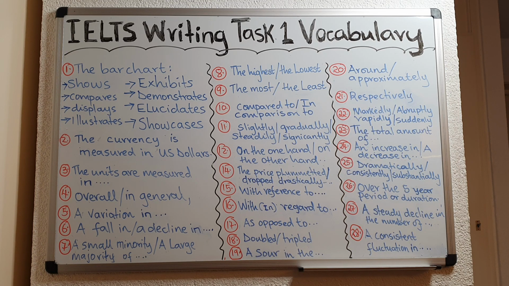Okay, respectively, meaning 20% goes to the first country, that is America, and 30% goes to the United Kingdom. Respectively means the first country has the first percentage and the second country has the second percentage. Okay, so respectively means the first figure goes to the first country, and the second figure, that is 30%, goes to the second country. So respectively.